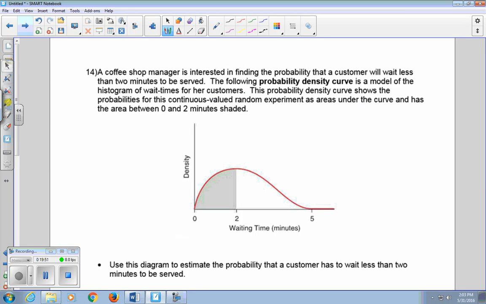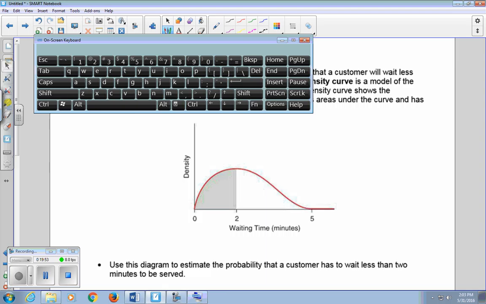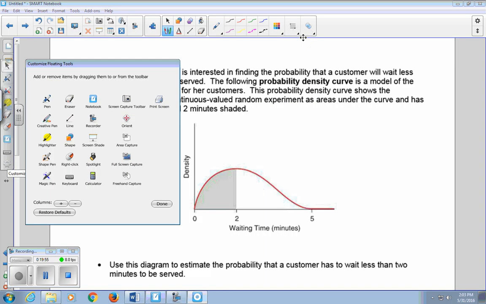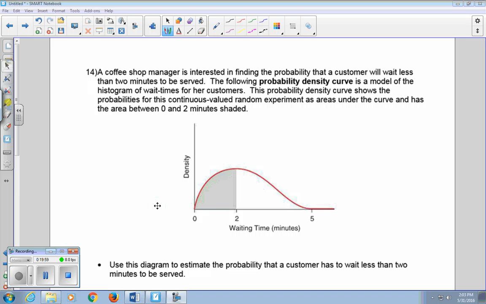So this is number 14. Now a coffee shop manager is interested in finding the probability that a customer will wait less than 2 minutes to be served. The following probability density curve is a model of the histogram of wait times, okay? So they just decided on a curve to model what the histogram would look like.